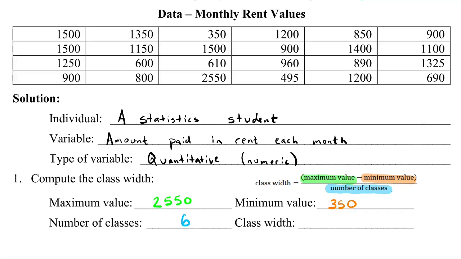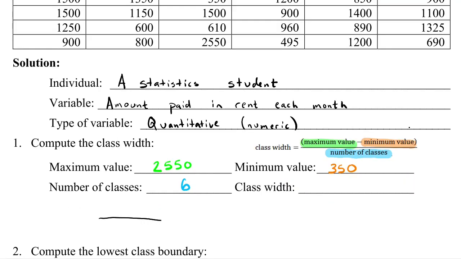Okay, we're ready to calculate our class width now. So we're going to have a fraction, we're going to have subtraction. We'll have our maximum value, 2550. Our minimum value, we said, was 350. And our number of classes was 6. And now we can just put this whole thing into our calculator at once. But when we do, we need to put the 2550 minus 350 in the numerator in parentheses to tell the calculator that what we want to do is first the subtraction and then the division.